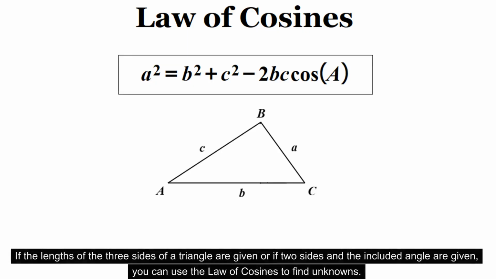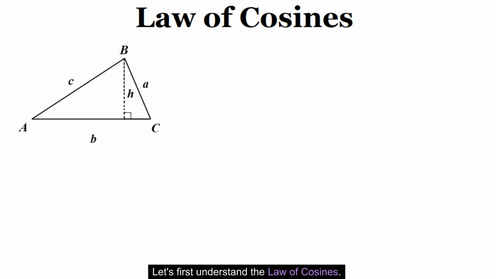If the lengths of the three sides of a triangle are given, or if two sides and the included angle are given, you can use the law of cosines to find unknowns. Let's first understand the law of cosines.